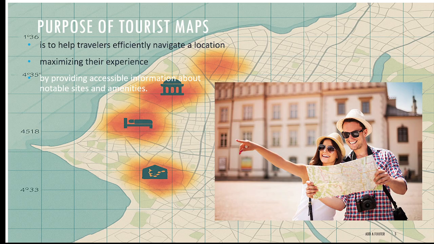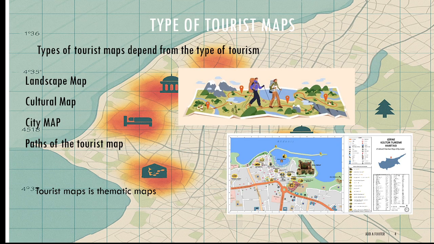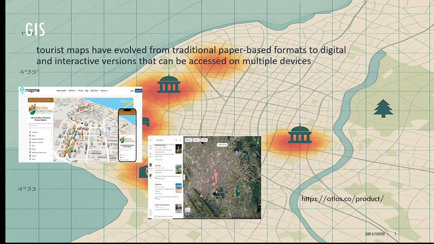The tourist map is different. The tourist map depends on the type of tourism. We have landscape tourism, rural tourism, culture tourism, and urban tourism, and the maps are landscape map, cultural map, and city map, part of the tourist map. But all the tourist maps are thematic maps.